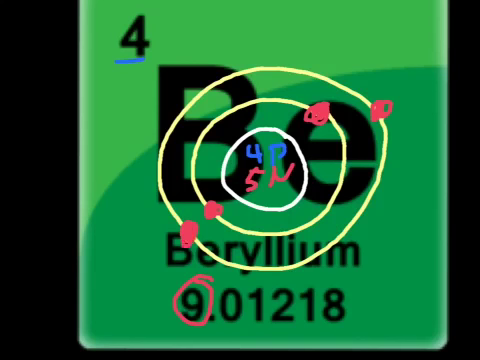Now, with these 2 being left over, because this ring is not full with 8 electrons, it only has 2, those are called valence electrons. So beryllium is going to have 2 valence electrons.